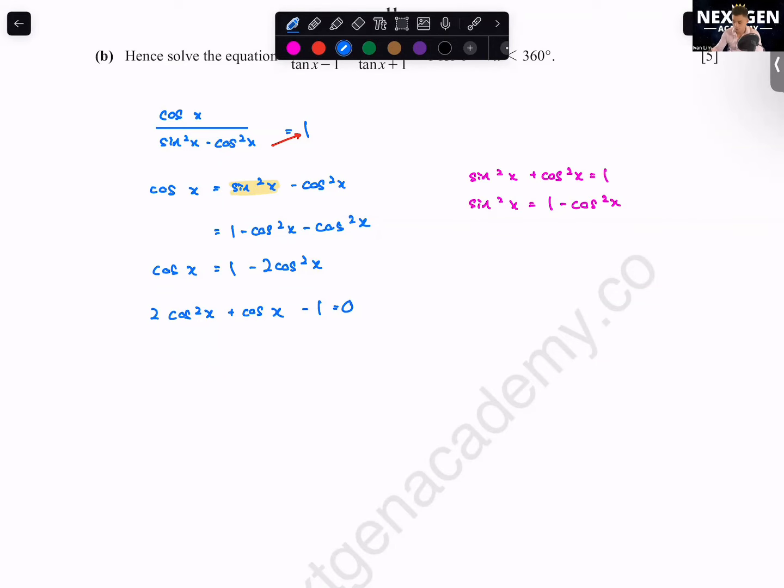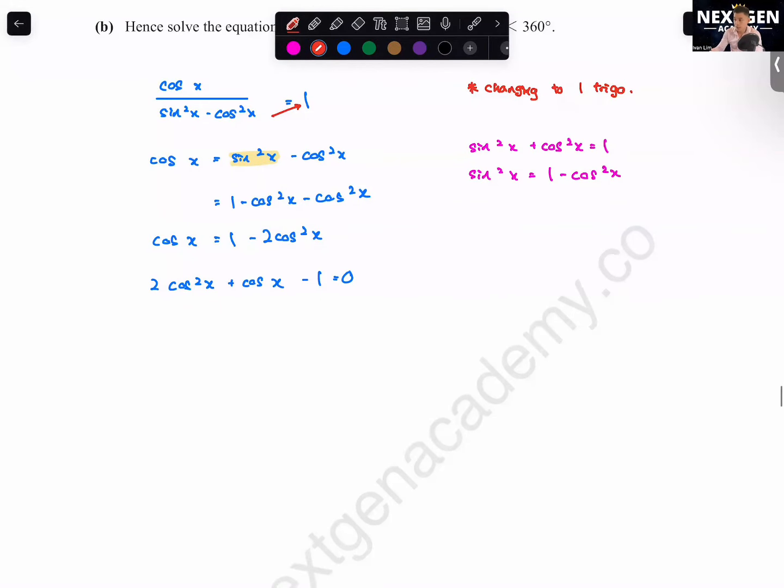To simplify it, think about changing to one trigonometric function. Normally this is the guidance: only either sine, cos, or tangent when you have multiple trigonometric functions. You try to do that. If you cannot do that, then you need to at least try to factorize it. So from here, we are going to factorize it.